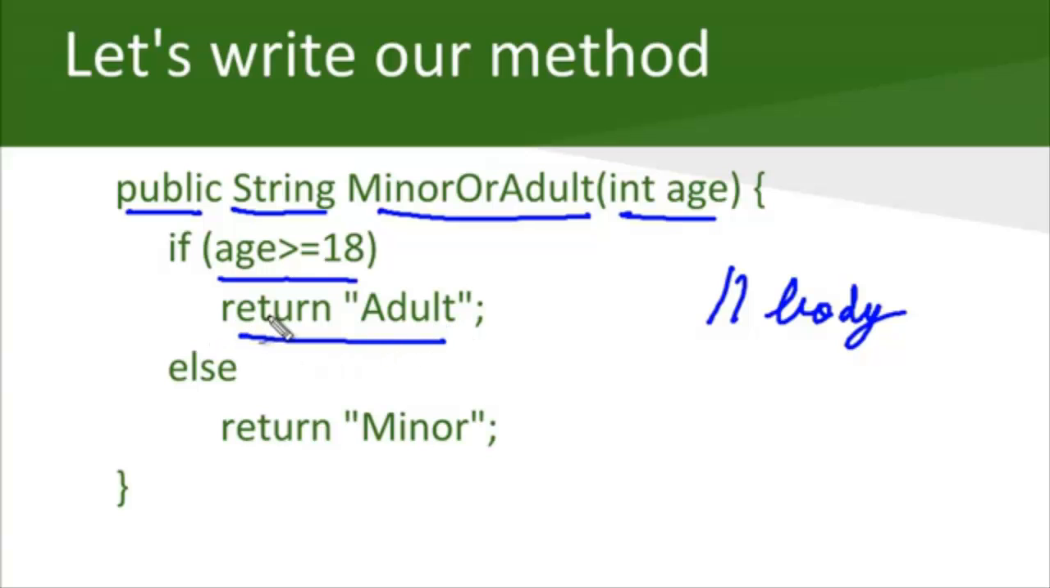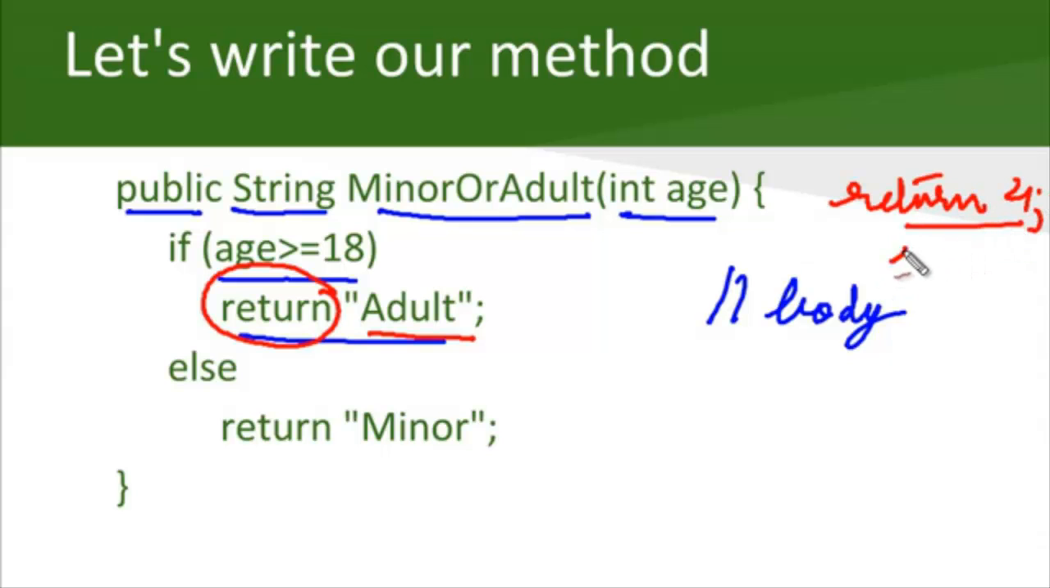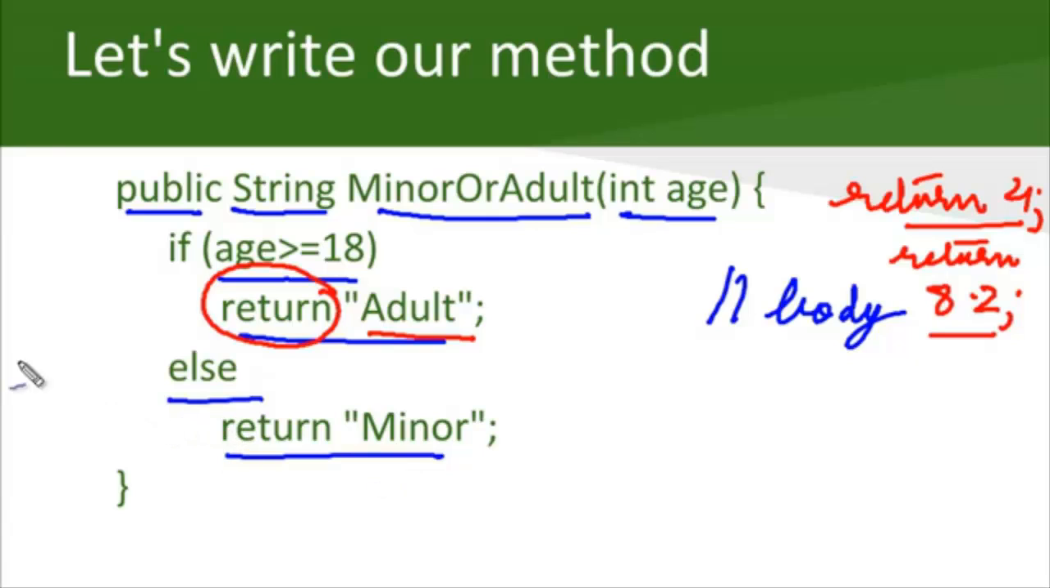Now look at the way return works. You write the return keyword and you write here what to return. So you can also write, say, return 4. This is basically returning an integer. Return 8.2. This is basically returning a double value. In our case, return adult, this is basically returning a string. Else we are returning minor. So this is basically how return works. We took an age and we returned a string based upon the age.